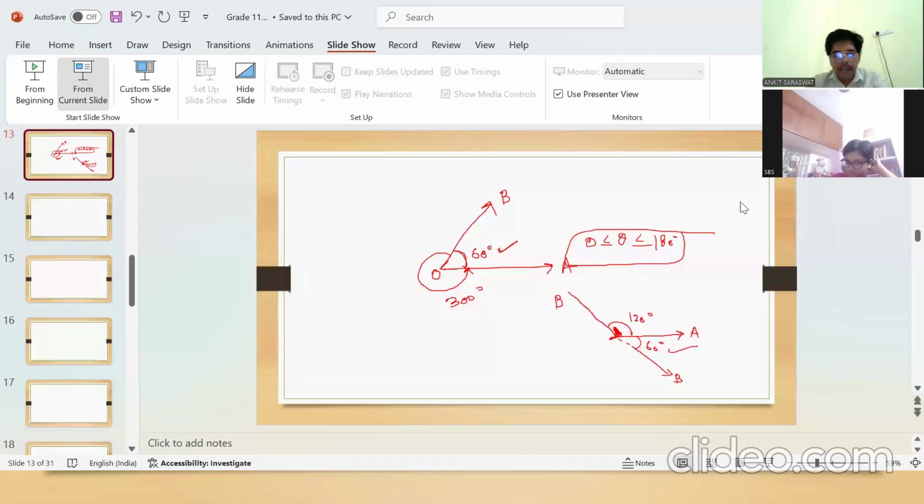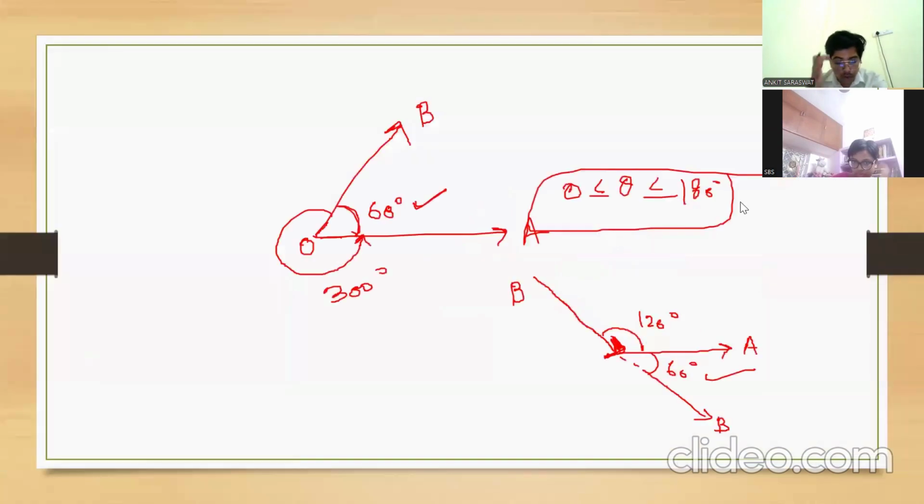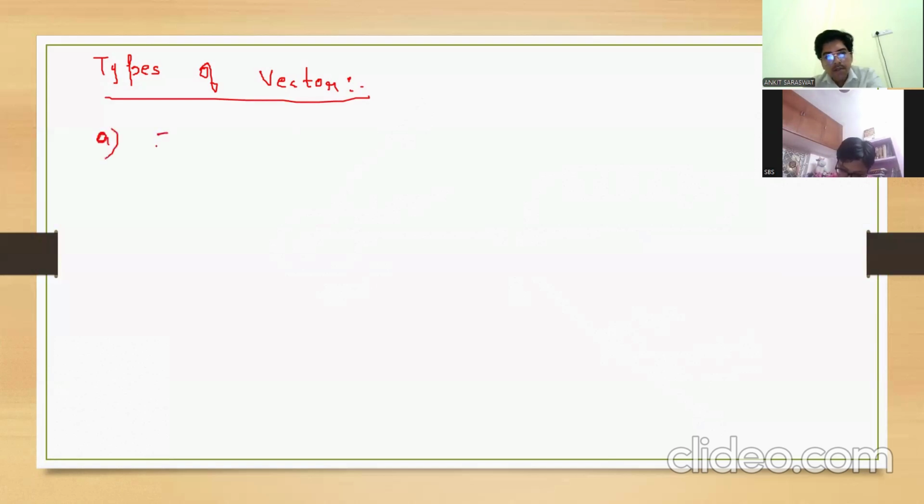So we have discussed the angle between the two vectors. Now next heading, write down what do you mean by equal vectors? Types of vector. Write down the heading. Types of vector. So what are the types of vector? First write down equal vector.